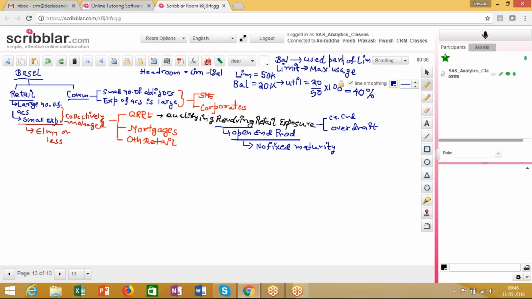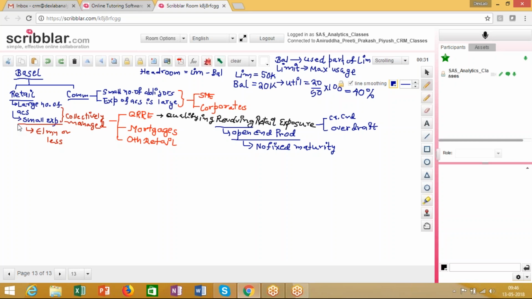So over here, the limit is equal to 50k. The balance used is 20,000. Utilization is 40%. Therefore, the headroom is limit minus balance. So the headroom is generally your undrawn balance.